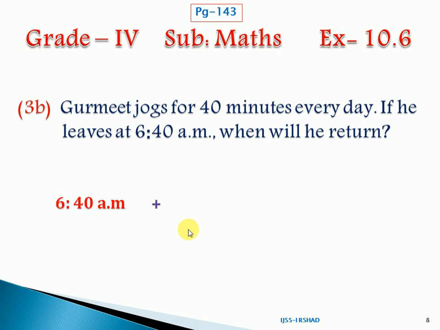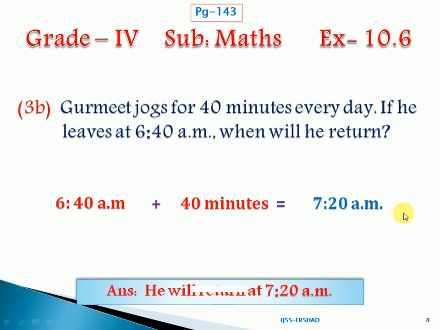Just give an addition sign, and the duration is 40 minutes. So add 40 minutes. Now what will it give you? 40 and 40 minutes will be 80 minutes, which can be written as 60 plus 20. So the minutes will be 20, and 60 minutes will give you an hour, which will be added to the hour. So 7:20, and it will be AM only because it's not crossing 12 noon. So 7:20 AM. You can write your final answer.